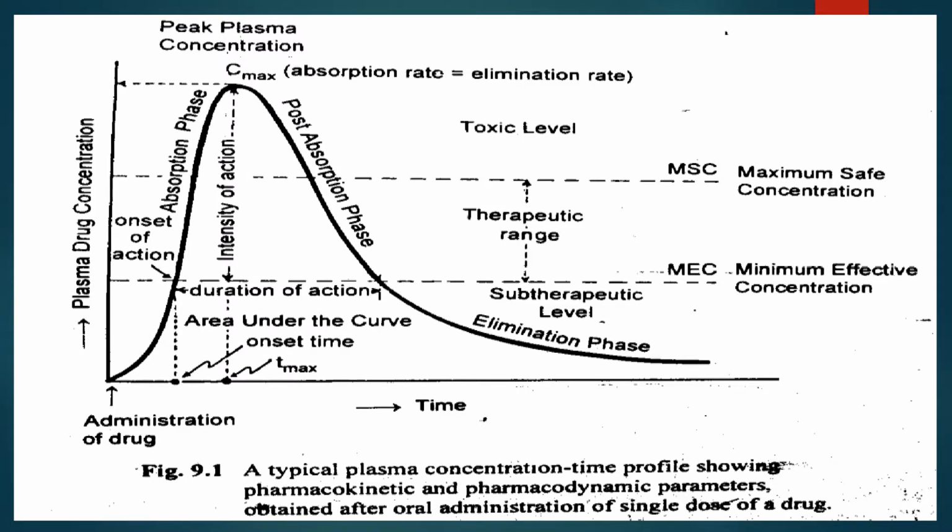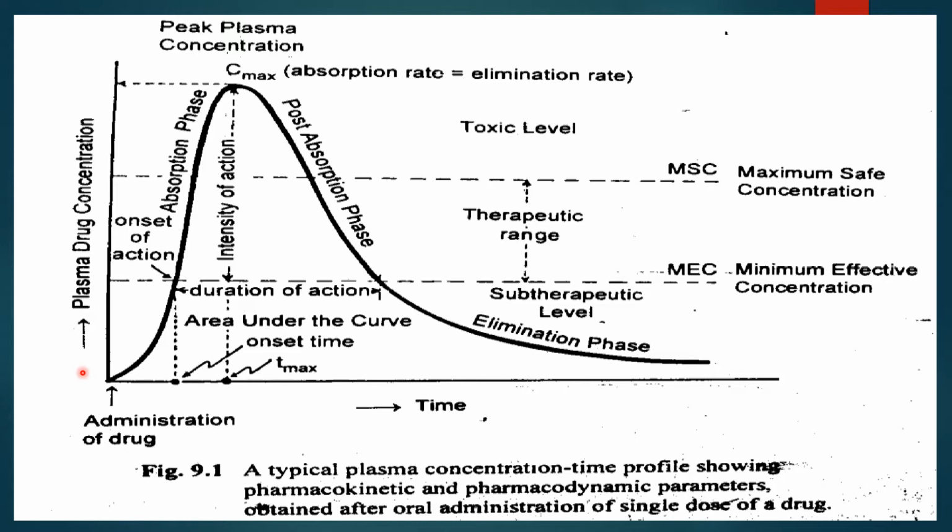So this is the graph, a typical plasma drug concentration time profile showing both the pharmacokinetic and pharmacodynamic parameters obtained after oral administration of a single drug dose. It shows all the pharmacokinetic as well as dynamic parameters. If we plot the graph of drug plasma concentration versus time, the drug plasma concentration is on the y-axis and time is on the x-axis.